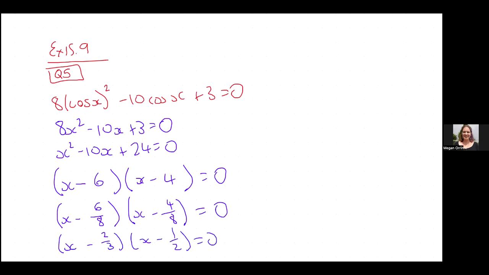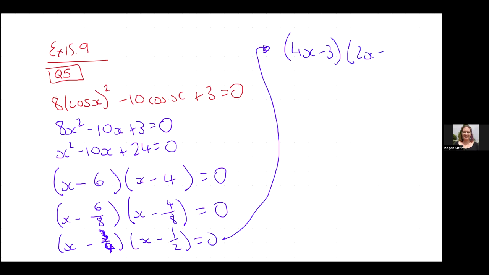Oh, geez. Thank you. 3/4. All right, and I'm going to bring this up here and we'll keep going. So then that means 4x minus 3, 2x minus 1. All right, although actually there was no point in doing that line, was there? What a waste of my time. So x is 3/4 and 1/2, right? I can just go straight from there.